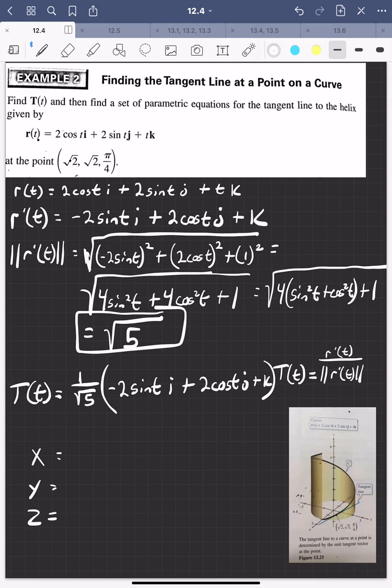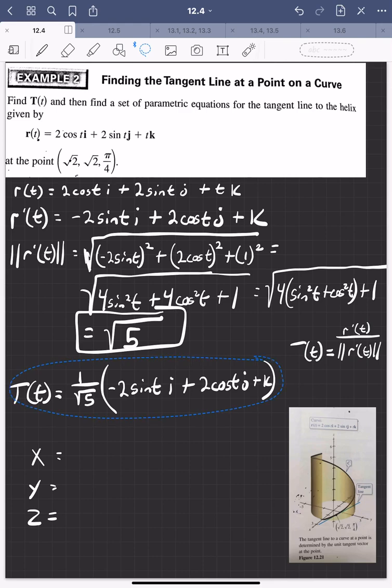All right, so let's go ahead and I'm going to grab my T of t, and we're going to go to the next page so I have a little bit more space.